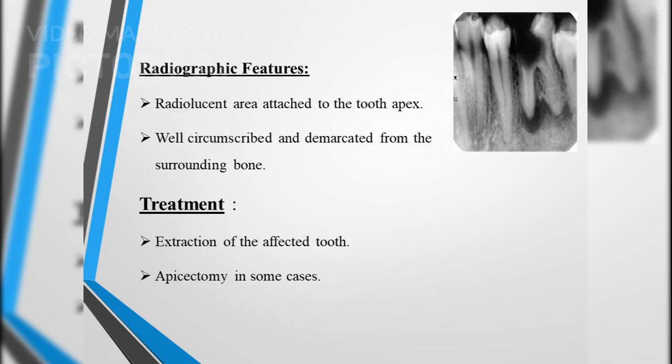Radiographically, a periapical granuloma appears as a radiolucent area attached to the tooth apex. Treatment may involve extraction or apicectomy.